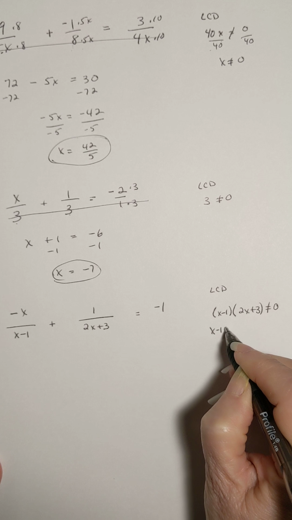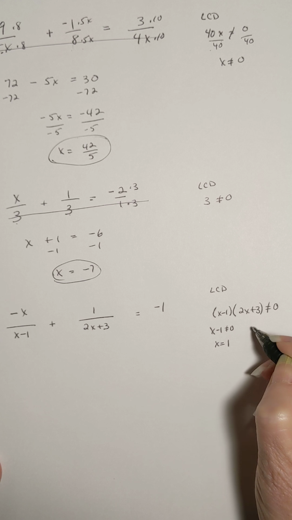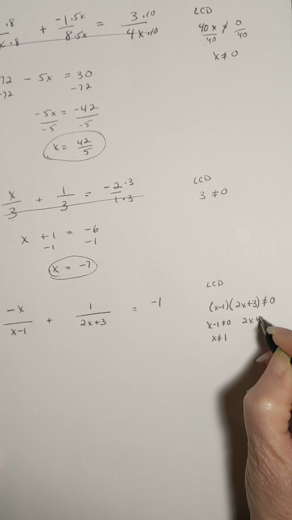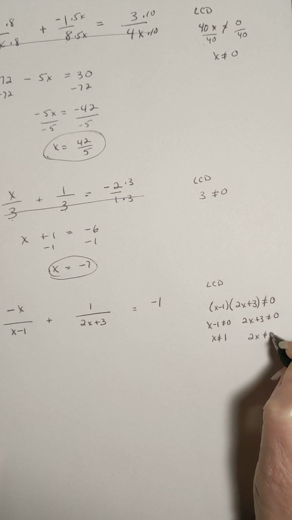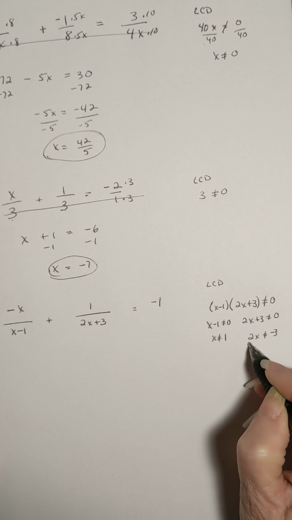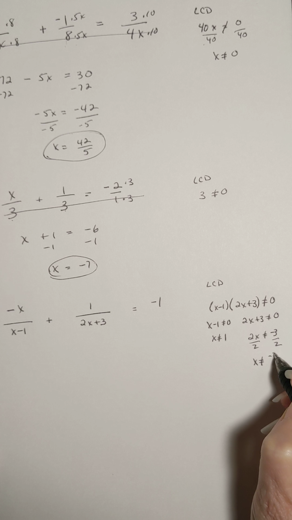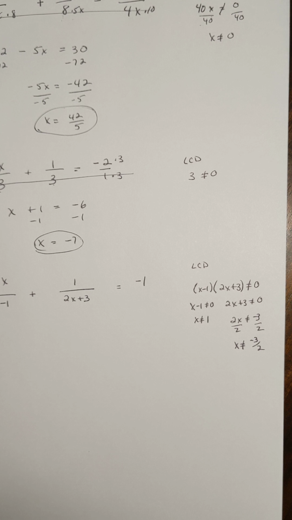So x minus 1 cannot equal 0. Add the 1, and I get x cannot equal 1. And then I have 2x plus 3 cannot equal 0. So 2x cannot equal negative 3 if I subtract the 3, and then divide by 2. So x cannot equal negative 3/2. Okay, so those are our two restricted values.